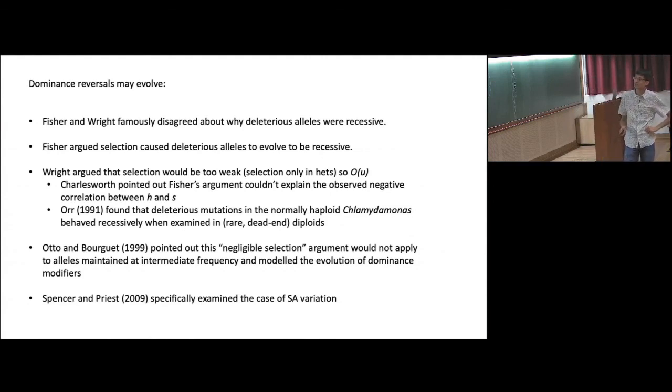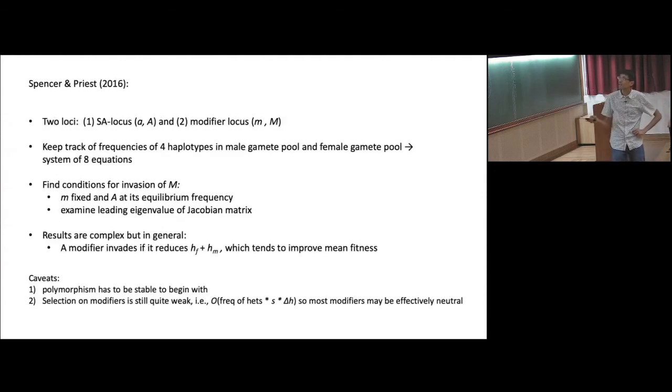And so they did some nice models of that. Building off that, Spencer and Priest 10 years ago specifically examined this case of sexually antagonistic variation that we're talking about. And I had thought I might go through this in detail. It's a bit of a complicated model, but I'll just summarize one point, which is what they found was you could get the evolution of dominance at a sexually antagonistic allele, and you would tend to evolve these dominance reversals, okay?